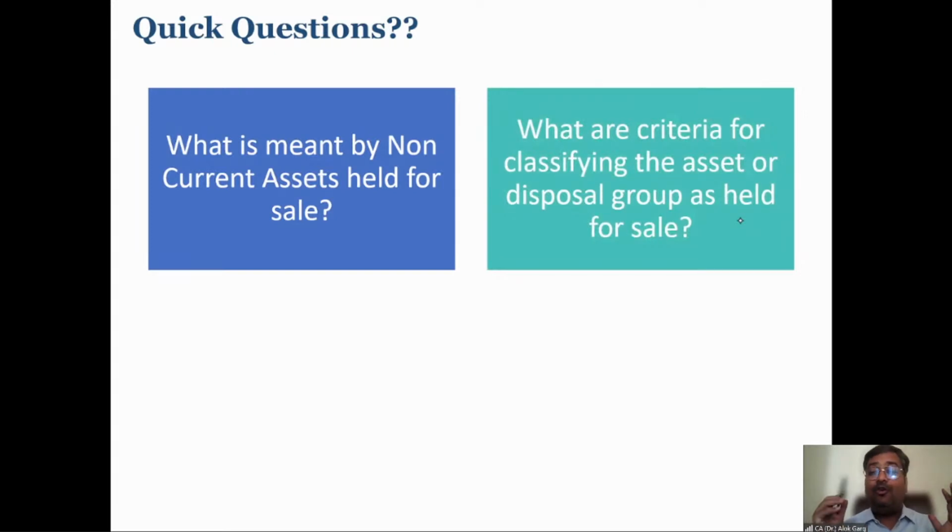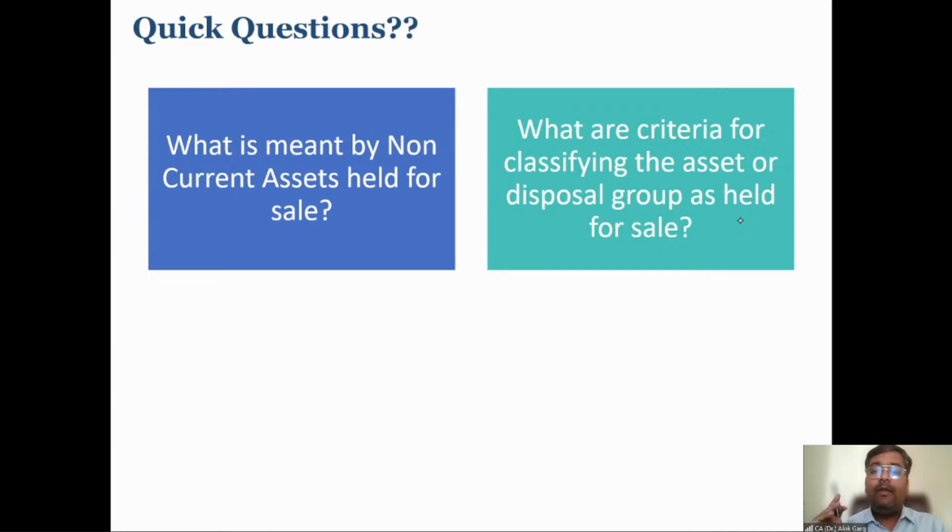The criteria is it should be available for immediate sale in its present condition. And for looking at the availability for immediate sale in the present condition, you need to look at the intent and ability, right? And the time period is not a distant future. The time period used to be a normal time period, which is a usual and customary time for sale of such kind of transaction. Sale will be considered as highly probable when 5 conditions are satisfied.